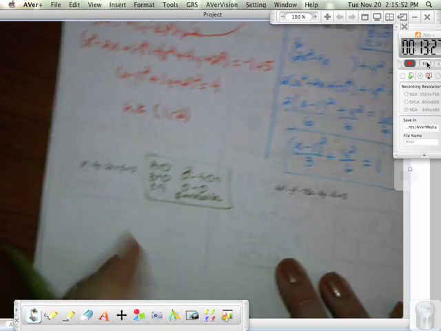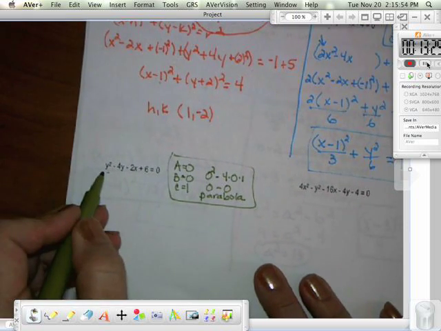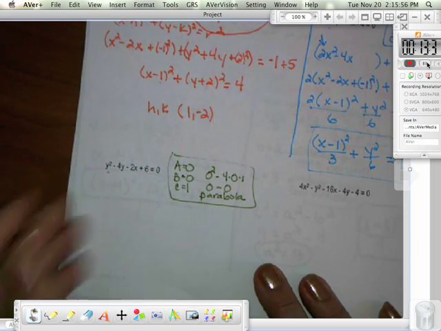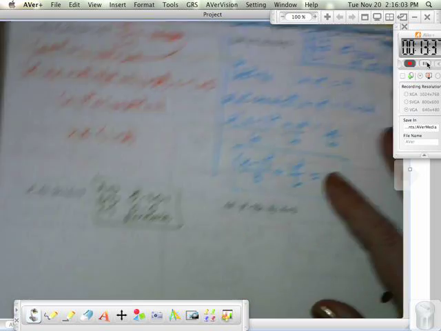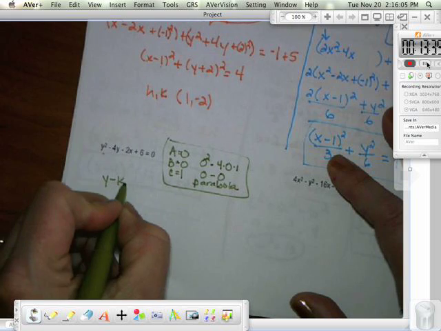All right, and I see here that it's the y squared, so if I look at the other side here, this is the standard form of a parabola with the y being squared. So I'm just going to write that down. This is what I'm working towards.